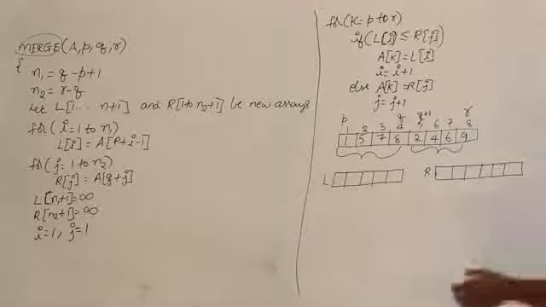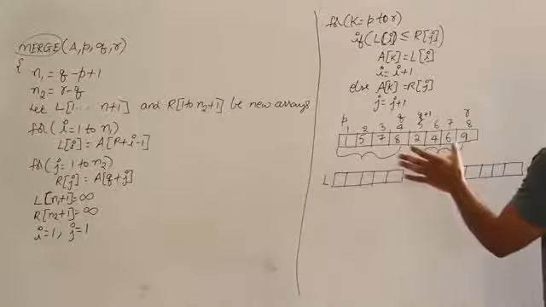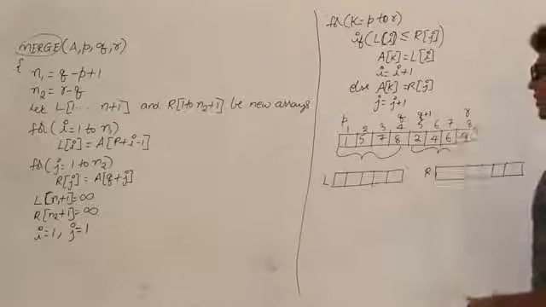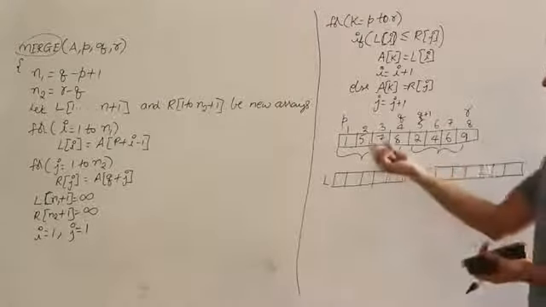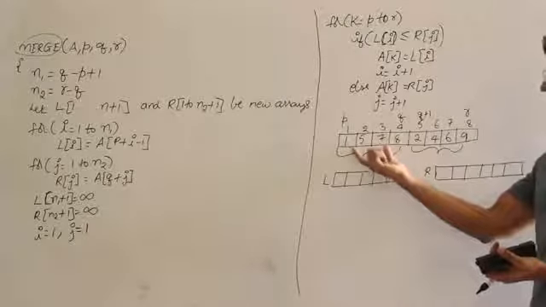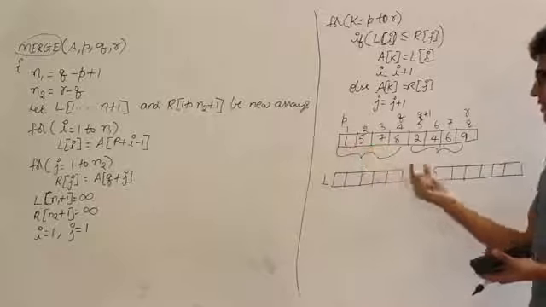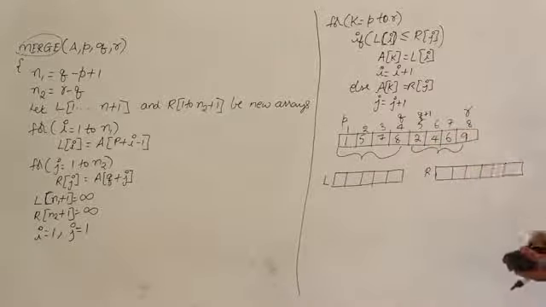So what is the first step? They are giving you an array which contains a sorted list and a sorted list. Now we are creating two separate arrays. One array's size is exactly the size of the first list plus 1, and the other array's size is exactly the size of the second list plus 1, right?